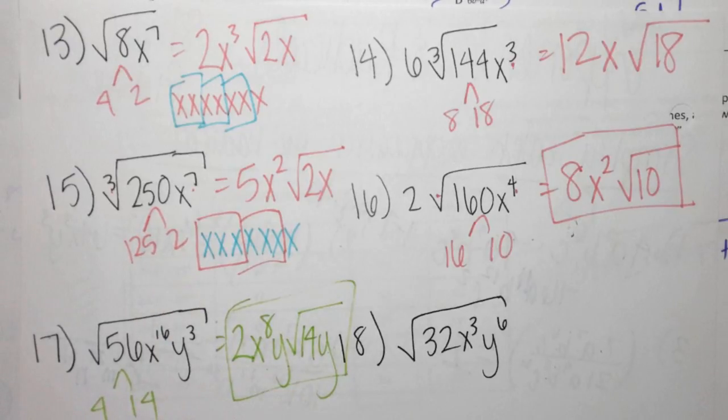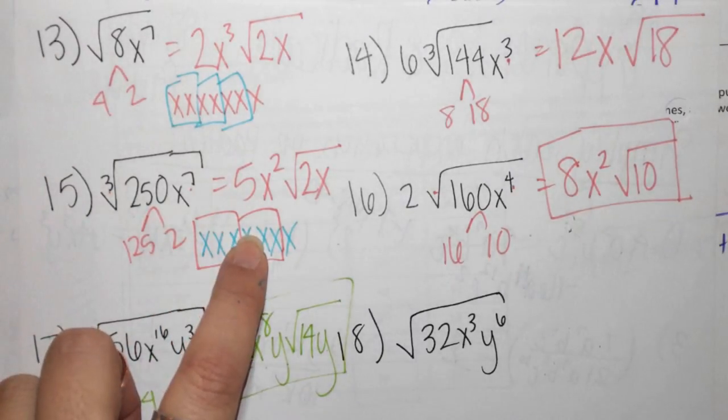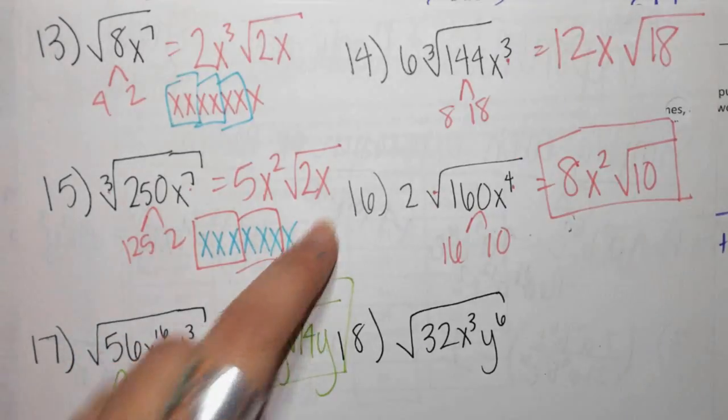The X's and the boxes. What's that represent? We have 7 X's. We need groups of 3 because our index is 3. How many groups of 3 do we have? 2, so that's why we wrote x squared. We have 1 guy left over, so he goes right here.